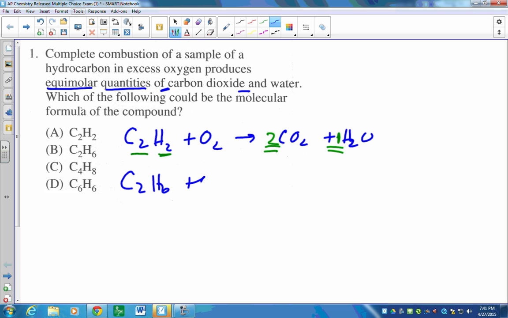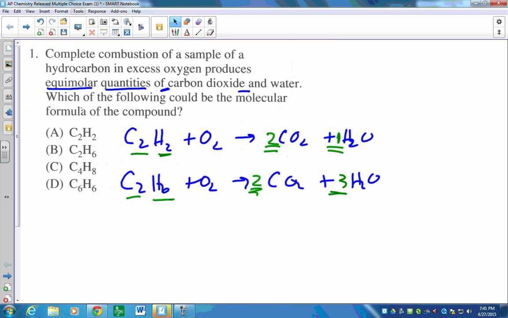C2H6 plus O2 goes to CO2 plus H2O. There's a 2 here, so I need a 2 here. There's a 6 here, I need a 3 there. I'm going to stop right there. I haven't even balanced the oxygen, but it's not equimolar.